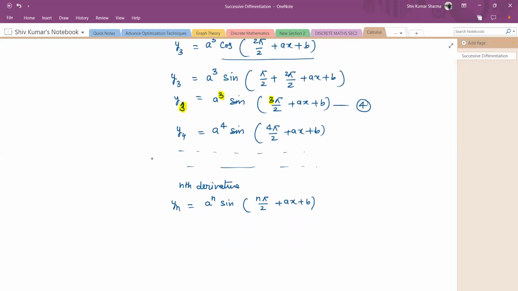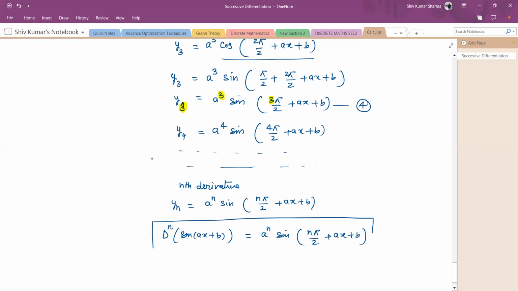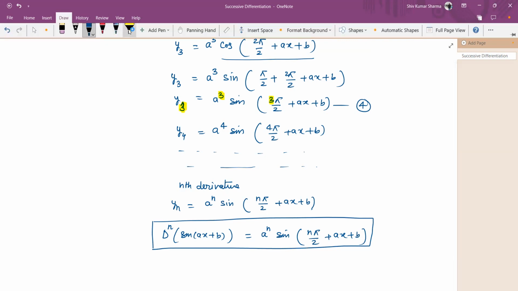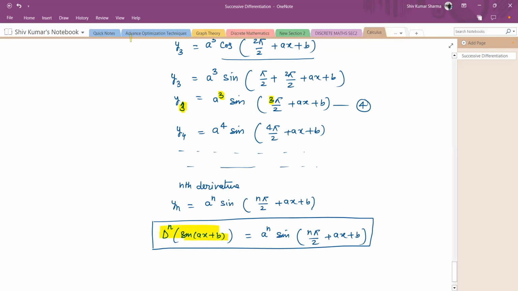So this is the nth derivative, or we can write d^n of sin(ax+b) is equal to a raised to the power n into sin(n pi/2 + ax + b). So this is our nth derivative formula. You have to remember this formula. On the basis of this formula, you can solve the problems related to sin x.